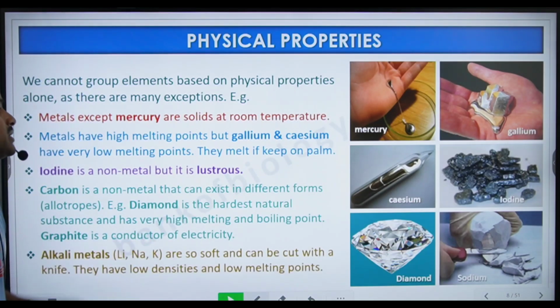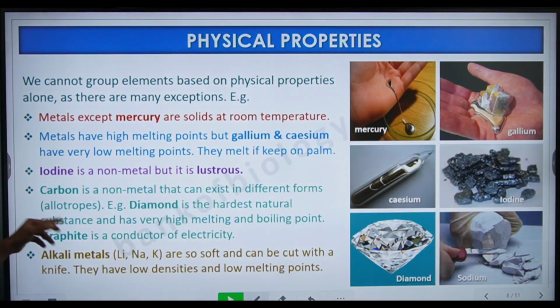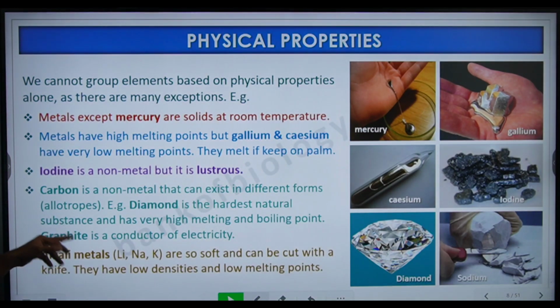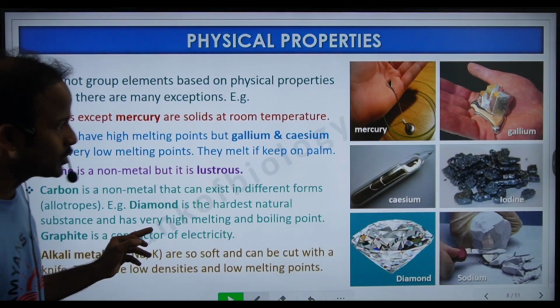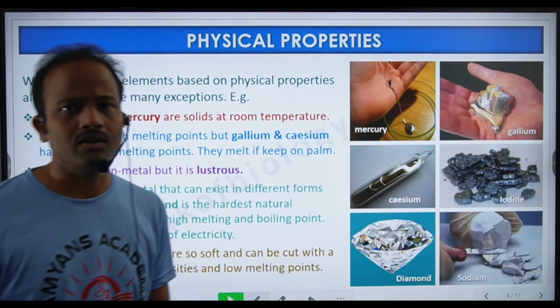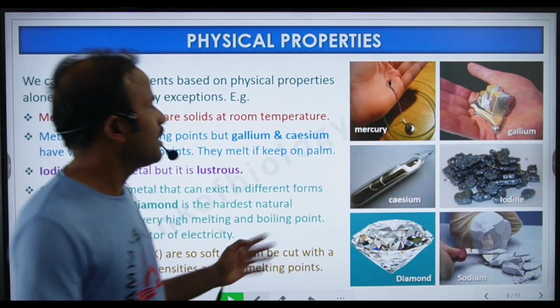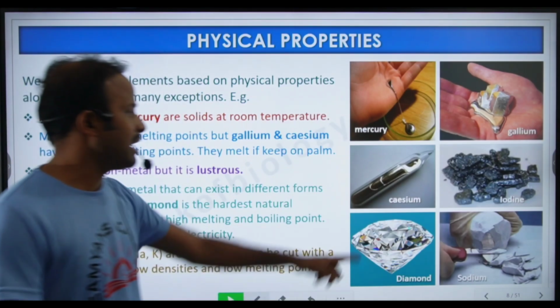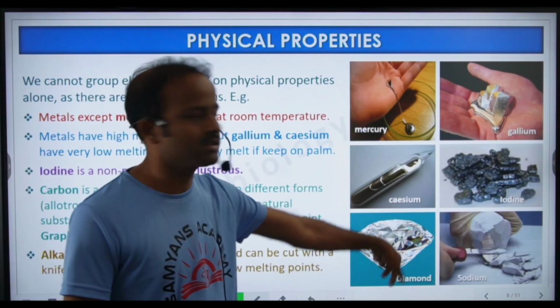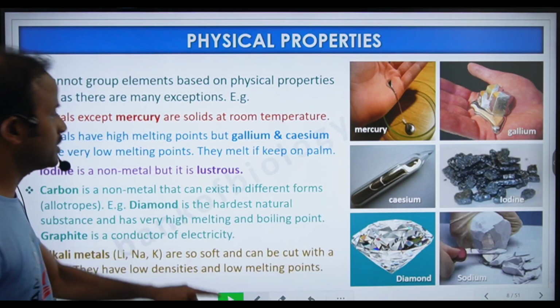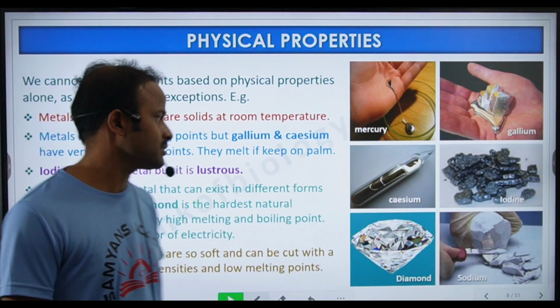Next, carbon is a non-metal that can exist in different forms, called allotropes. Diamond is the hardest natural substance and has a very high melting and boiling point. Most of the non-metals are not hard in nature except diamond. So diamond is the hardest substance, right? It is a non-metal, but it is the hardest substance.